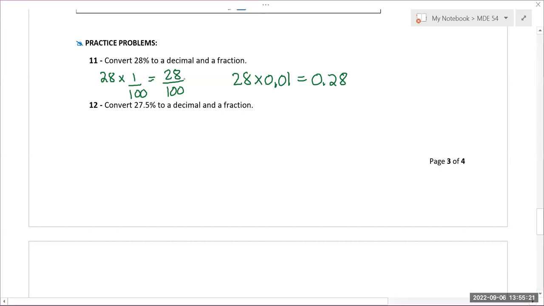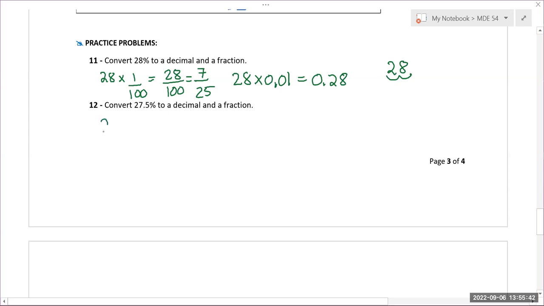Now, this one is technically not reduced. 28 and 100 are both divisible by 4, so you cancel those out and get your 2 answers. Now, if you want to do 28% and just move the decimal for decimal form, that's also fine.